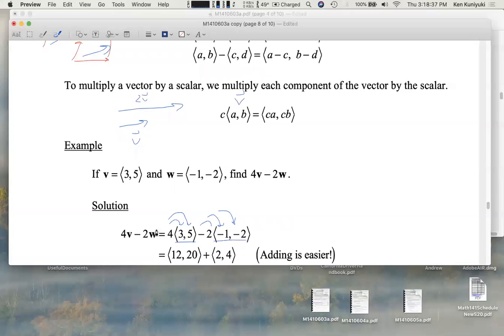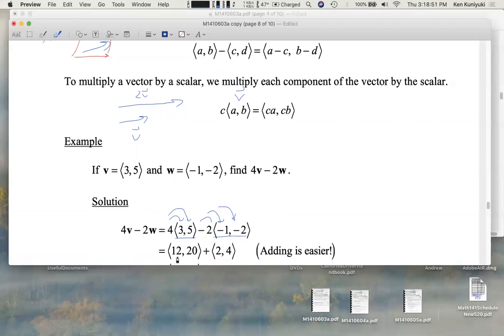So for example, the vector v tells you to walk 3 meters east and 5 meters north. 4v tells you to walk 12 meters east and 20 meters north. Okay? So you multiply each by a factor of 4. So 4v is 12, 20 in angle brackets. Okay. When you distribute in the -2, we get plus -2 times -1 is +2. -2 times -2 is +4. Addition is easier. So if you have a minus sign here, bring in -2 in this case.